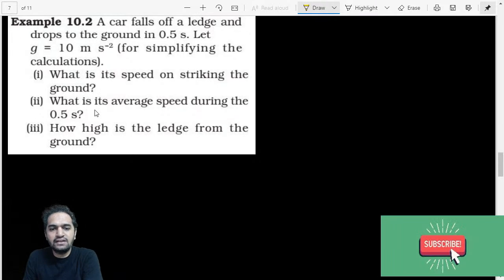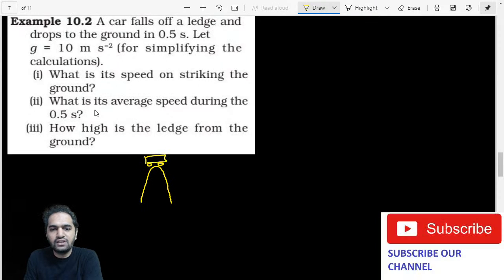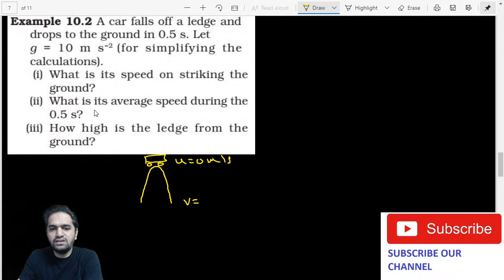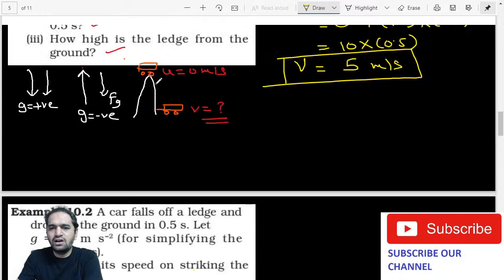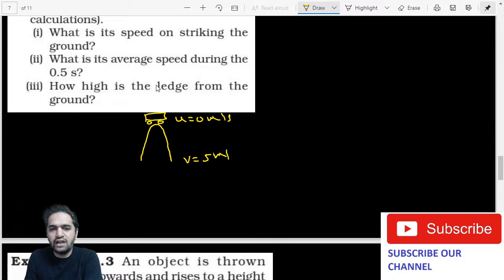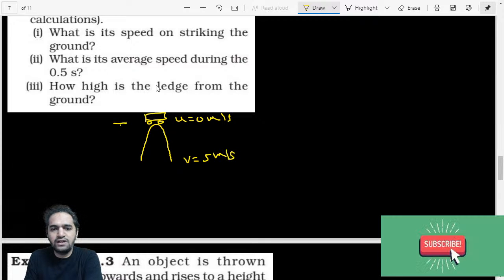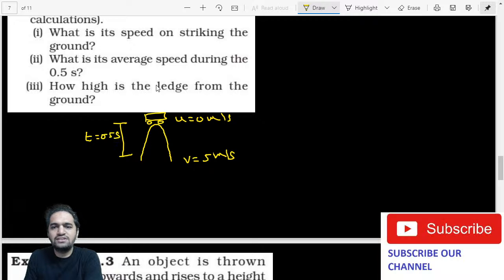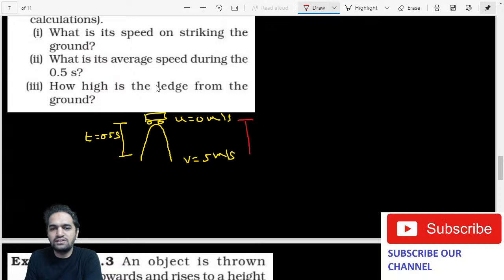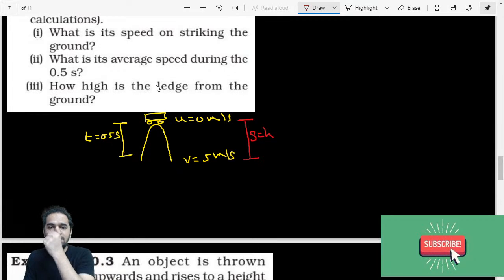Technically, let's say this is the ledge and this is your car. u is 0 meter per second, and we just found out that v is 5 meter per second. The time required was 0.5 seconds. They are asking what is the height through which the car had fallen. That can be found with the help of S. Height is nothing but S here.